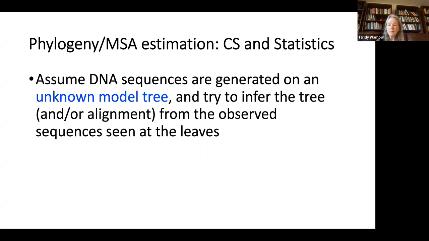So I'm going to talk about some of the problems here. You will notice that I said that it also affects multiple sequence alignment, and that's true. But I'm not going to be talking about the multiple sequence alignment problem here.